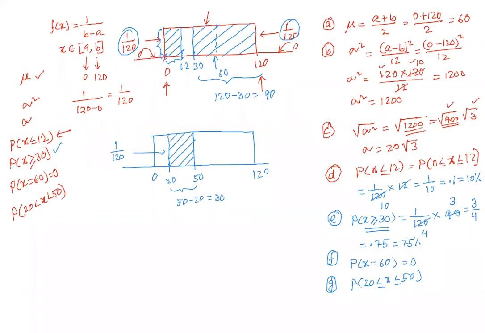So you'd write 1 over 120 times 30. Now, if I simplify it, 30 goes into 120 4 times, that gives you 1/4. That is, by the way, 0.25, which is also equal to 25%. So there is a 25% chance that you'll have to wait between 20 and 50 minutes for the alarm to go off.